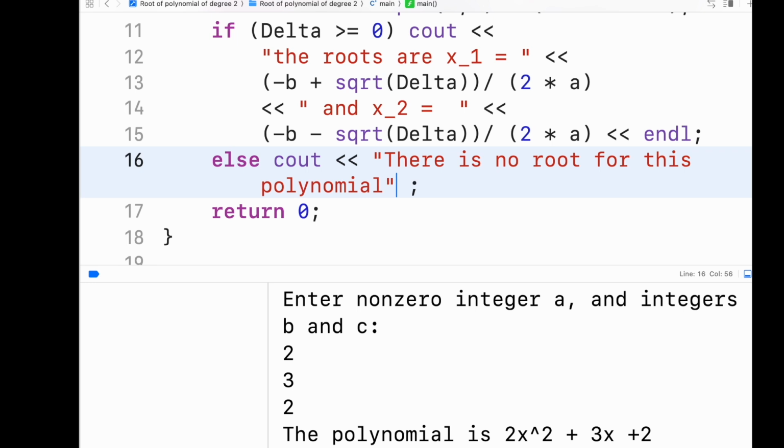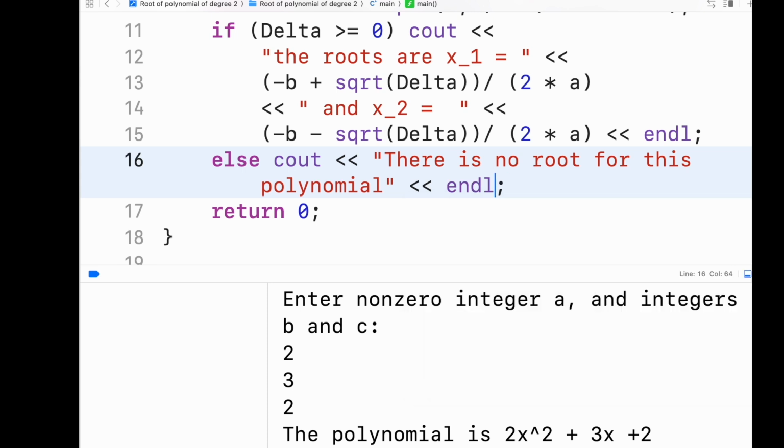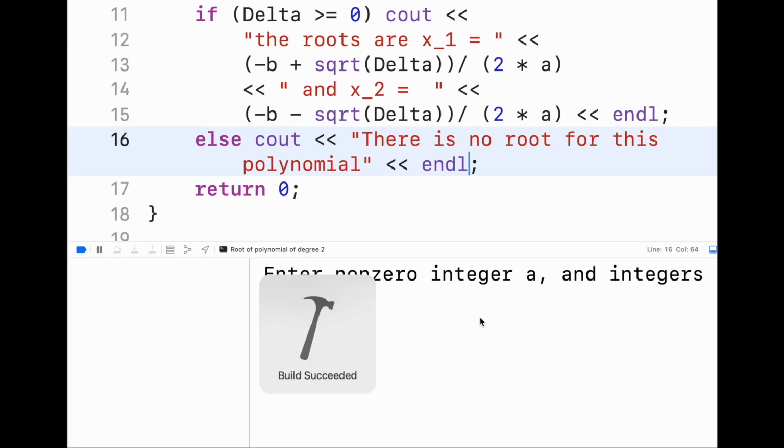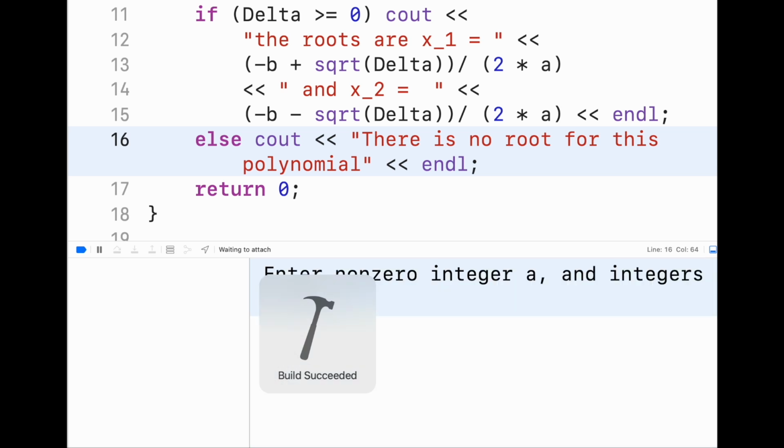So then we are done, and we go to the next line. So this is how we use if condition. We run it, and now we enter our integers. So this is our polynomials, and this is our roots. Yeah, the roots are the same because delta is 0. We run it again.